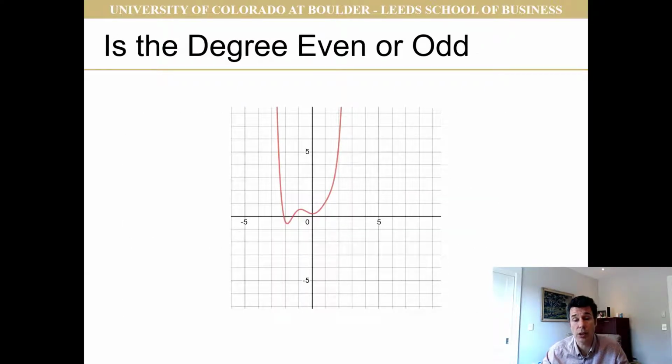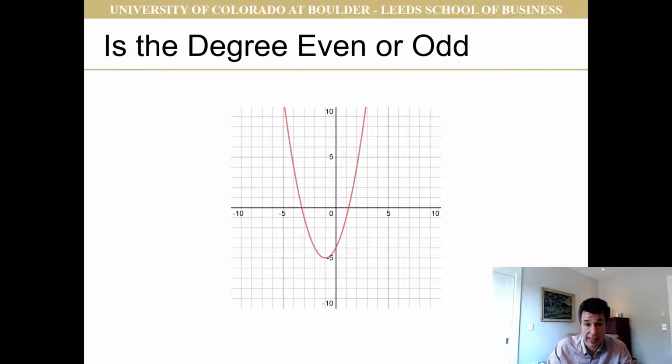So we can look at this function and we can say to ourselves, well, as x becomes large and positive, the polynomial is getting larger and larger. So that's true both for an even degree polynomial and an odd degree polynomial. As x becomes large and negative, though, this function is becoming positive. That means this function must have even degree, because if it was odd degree, then the function would become large and negative.